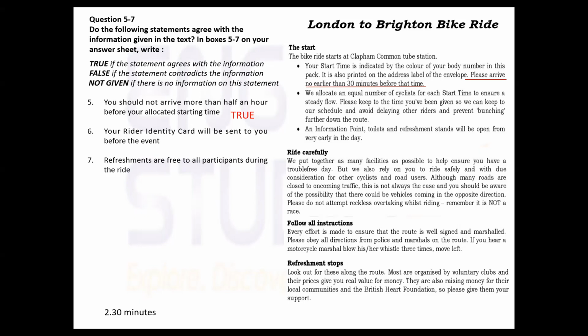Itu udah pasti. Di sini juga disebutin please arrive no earlier than 30 minutes. Jadi nggak boleh 1 jam sebelum dari waktunya. Hanya boleh 30 menit sebelum waktu yang udah ditetapkan. Jadi, if you see this, you should not arrive more than half an hour before your allocated starting time. This is the same thing said in the text. Please arrive no earlier than 30 minutes before that time. So the answer should be true.